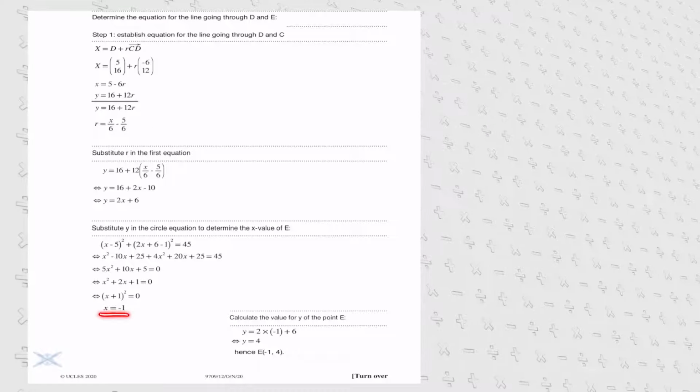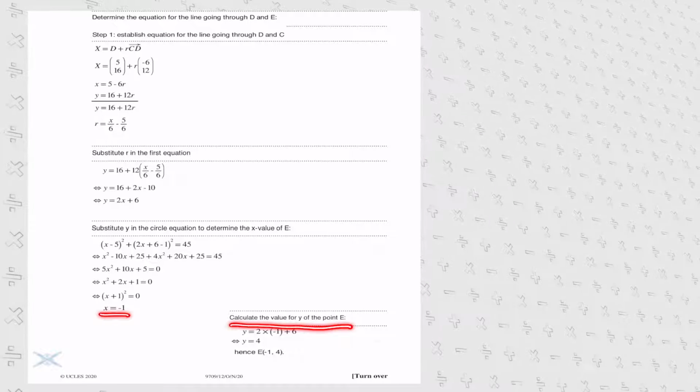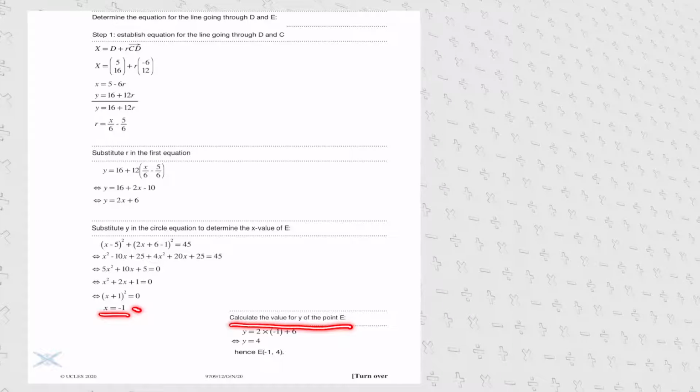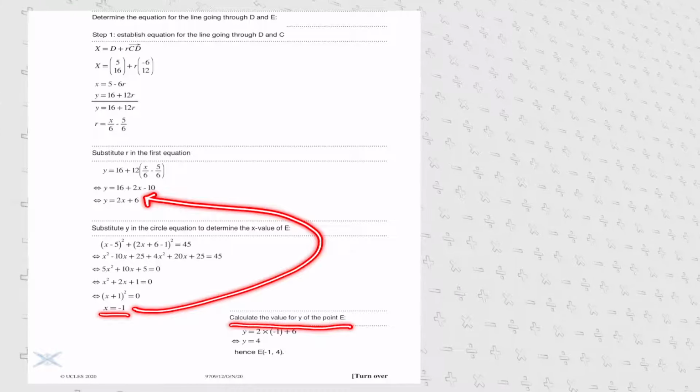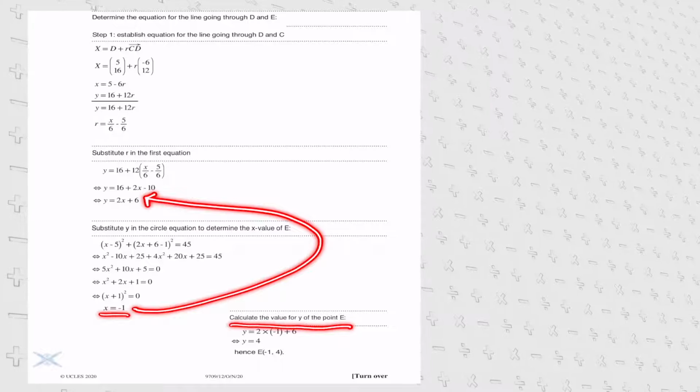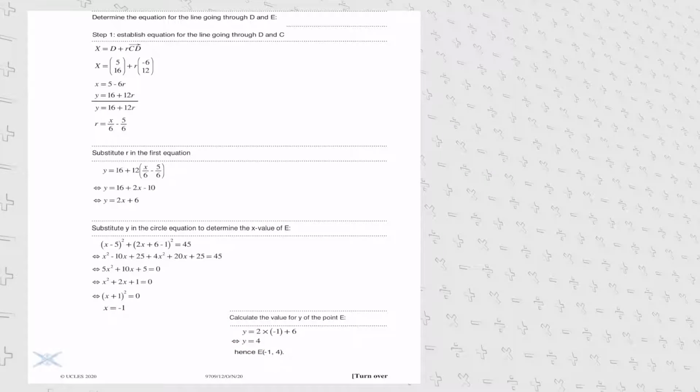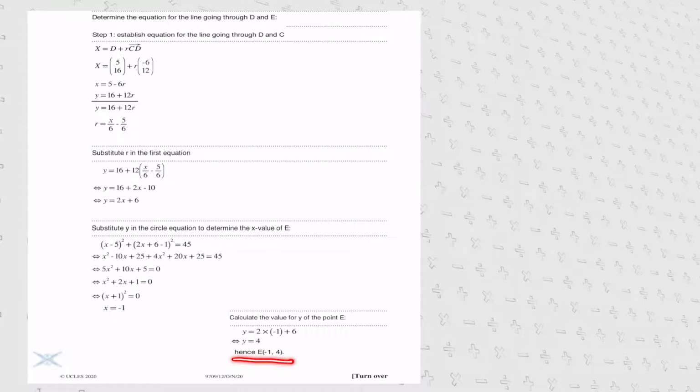Using that result, we can now calculate the value for y of point E in substituting x for -1 in the Cartesian equation of the line above. Doing so will let us conclude that the coordinates of point E are (-1, 4).